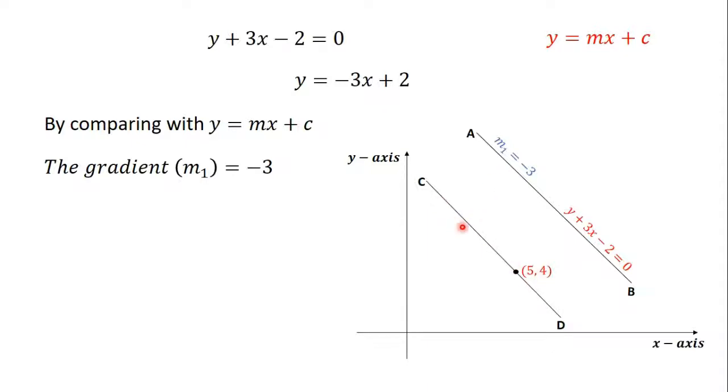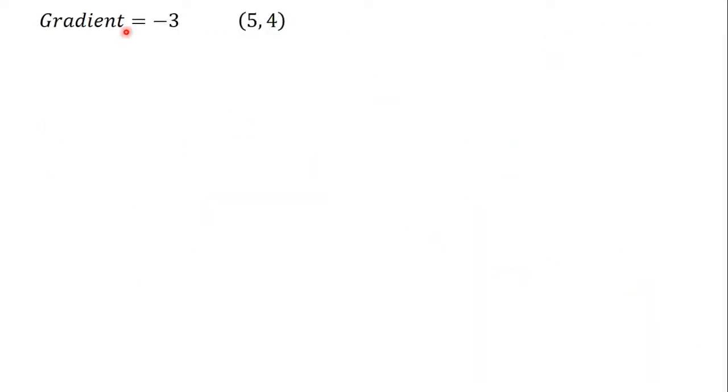So since these two lines are parallel to each other, then m1, which is the gradient of the line y + 3x - 2 = 0, is equal to m2, which is the gradient of the line that passes through the point (5, 4). So m1 is equal to m2. So m2 is equal to -3 since m1 is also -3. So now we have the gradient of the line that passes through the point (5, 4). We have the gradient and we have a point that falls on the line. So we can go ahead and find the equation of the line. The gradient is -3 and the point is (5, 4).